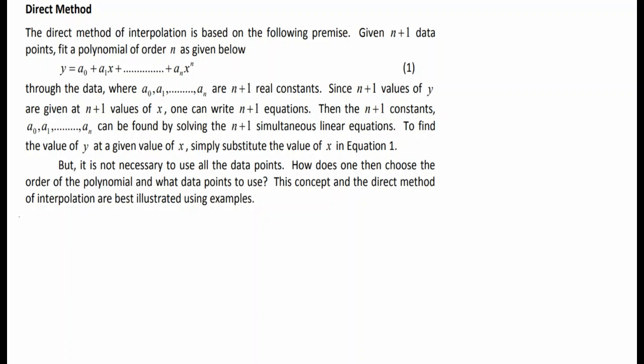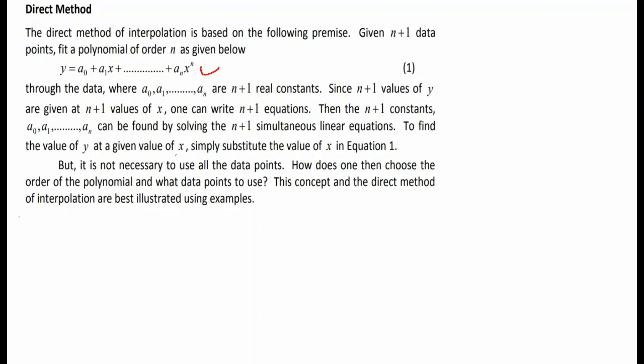Okay, so now let's look at the direct method of interpolation. The direct method of interpolation is based on the following premise. Given n plus 1 data points, fit a polynomial of order n as given below through the data, where a0, a1 all the way to an are n plus 1 real constants.